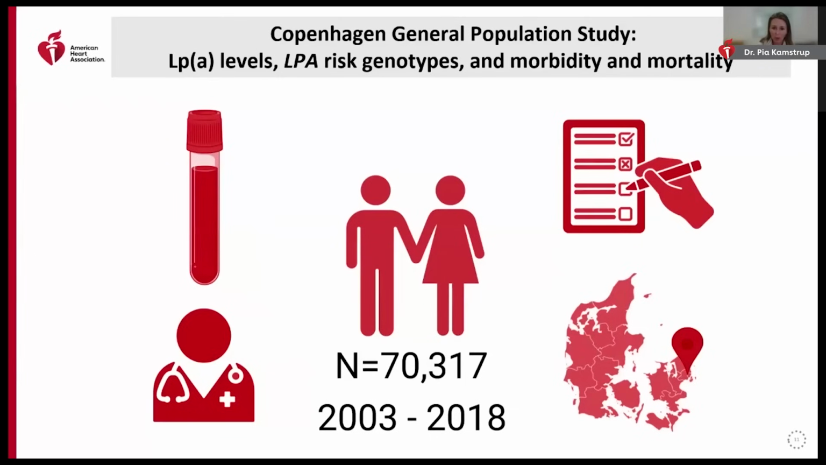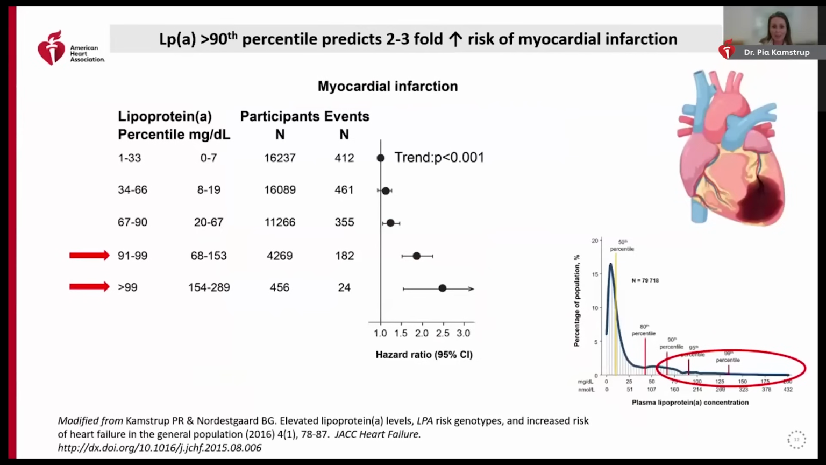Now, the Copenhagen General Population Study was initiated in 2003 with approximately 10,000 participants enrolled yearly and with follow-up available on all participants until 2018 through Danish nationwide registries. All participants have answered questionnaires, had a physical examination, and had blood drawn for biochemical and DNA analysis.